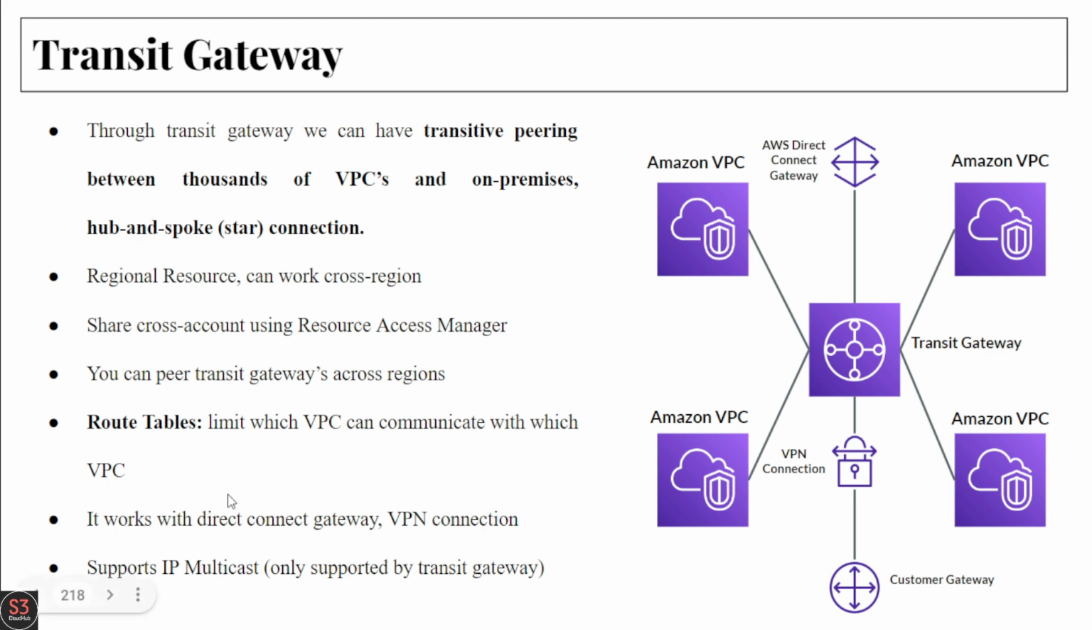It works with the Direct Connect gateway and the VPN connection. Here in the diagram, we are able to see the Direct Connect gateway and the VPN connection. So the transit gateway works with both. Transit gateway supports IP multicast. This is the only service in the whole of AWS which supports IP multicast, so that's unique about the transit gateway.